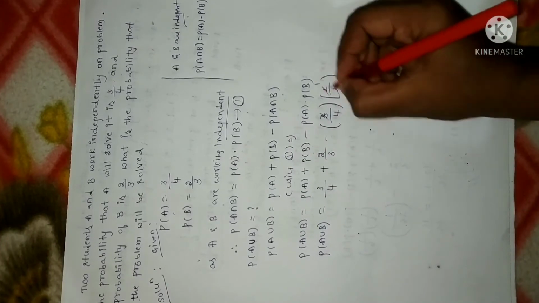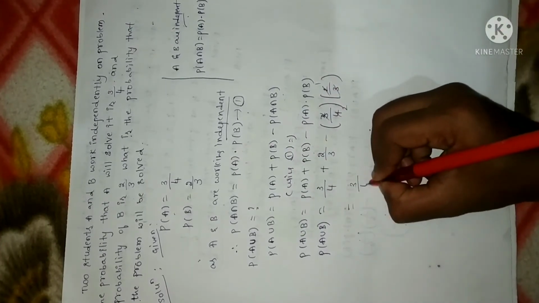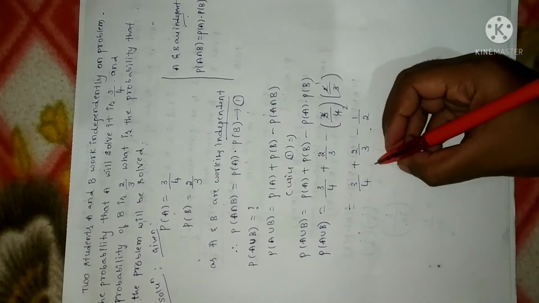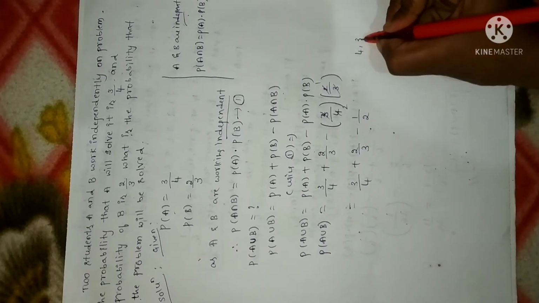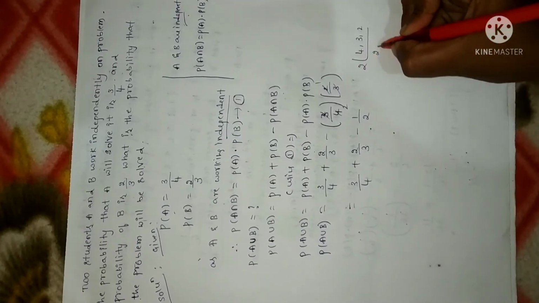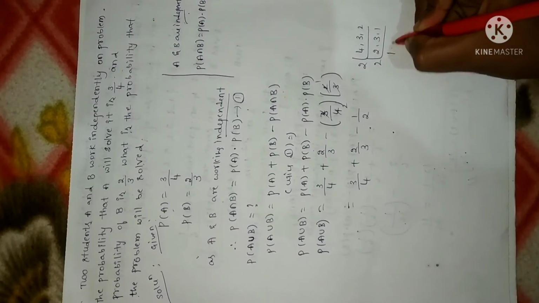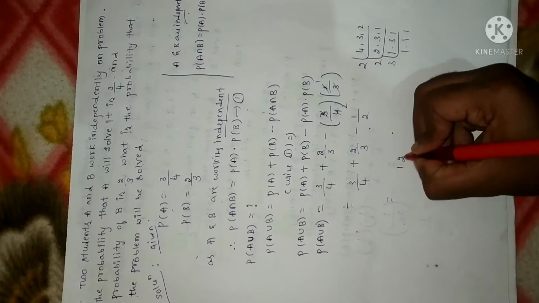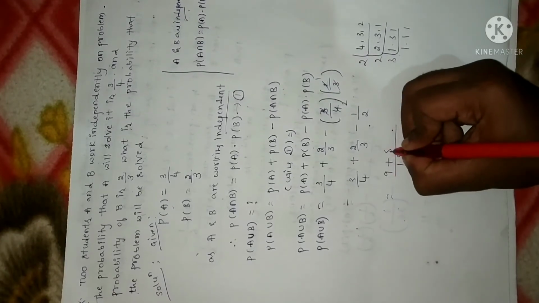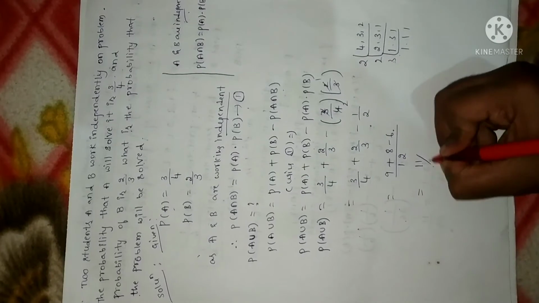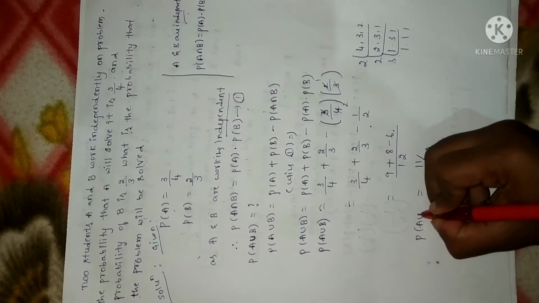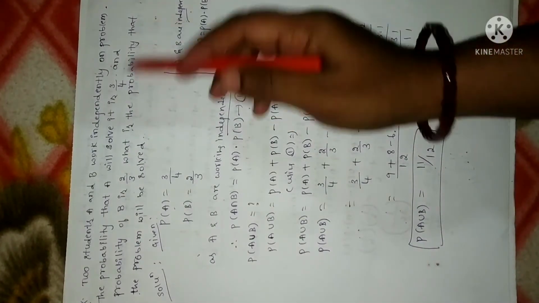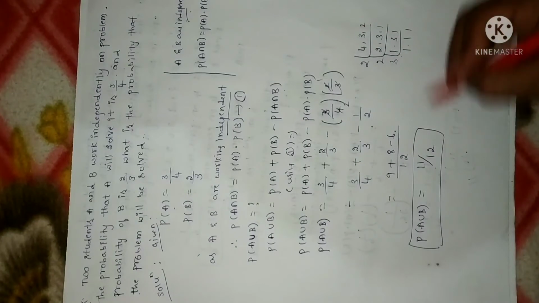So 3 gets cancelled, 2 ones are 2, 2 twos are 4. So what you are left with is 3 by 4 plus 2 by 3 minus 1 by 2. Fine. Now let me take the LCM for 4, 3 and 2. So 2 twos are 4, 4 threes are 12. So 12 is the LCM. So when you take 12 as the LCM, 9 plus 8 minus 6 you will get. So it is 11 by 12. Therefore, the probability of solving the problem either by A or B is 11 by 12. That is, the probability that the problem will be solved is 11 by 12.